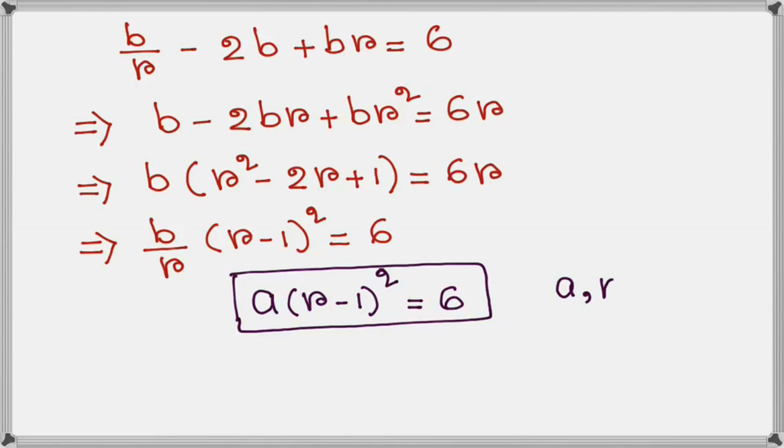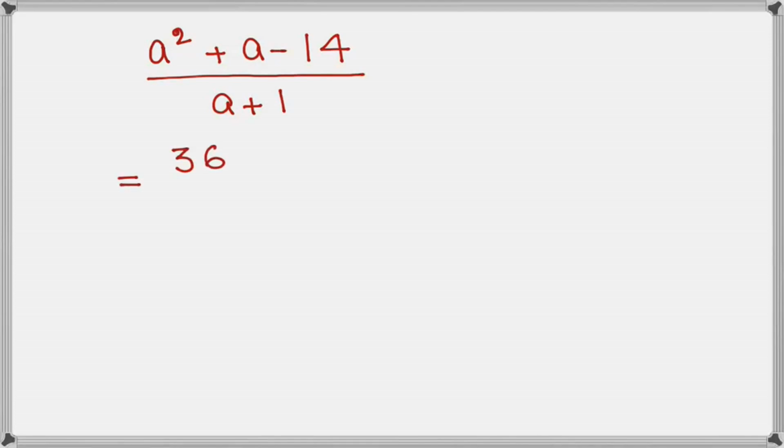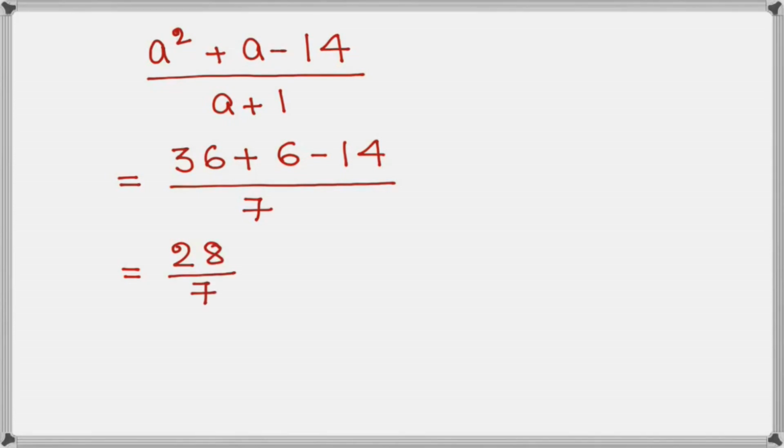We also know that A and R, both of them are positive integers. Note that the only possible positive integer solution of this equation is R is equal to 2 and A is equal to 6. So we substitute A is equal to 6 in this expression, A square plus A minus 14 divided by A plus 1, and we get 36 plus 6 minus 14 divided by 7, that is 28 by 7. So we get the value of this expression is 4.